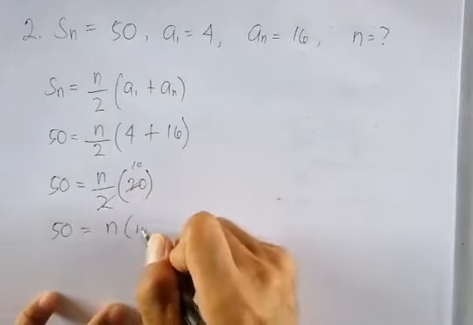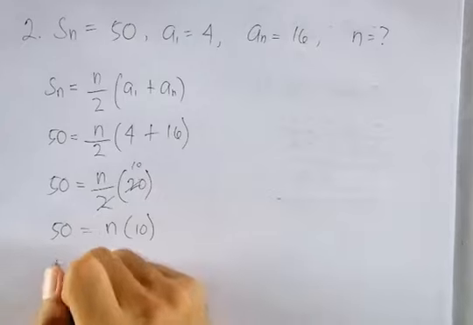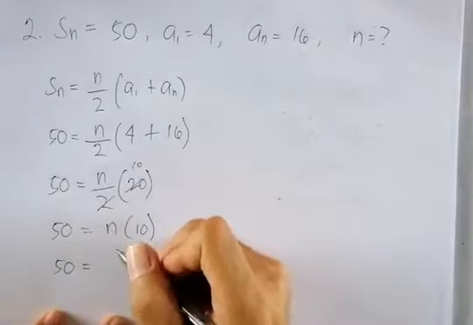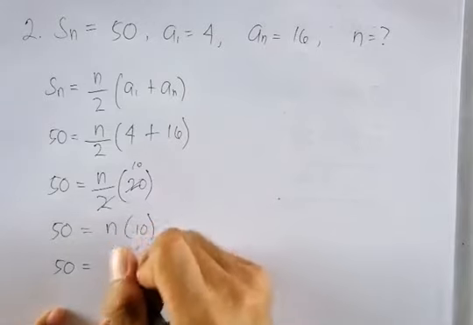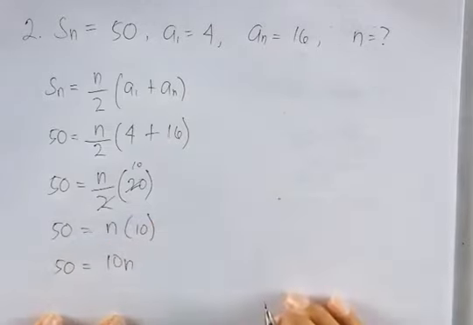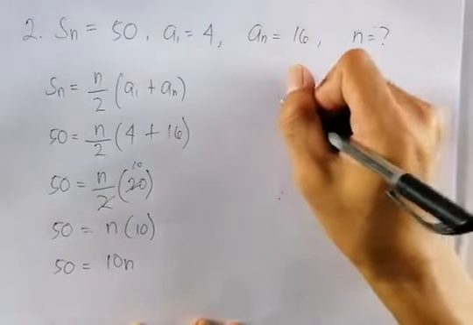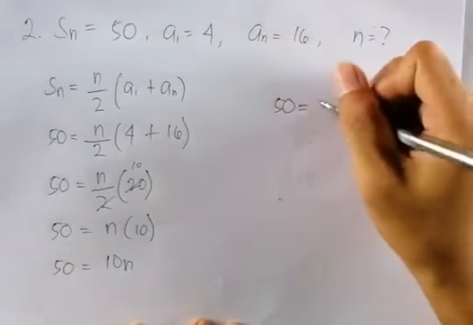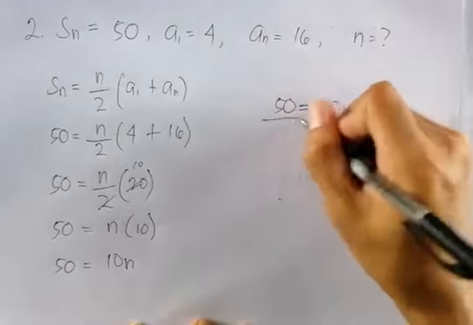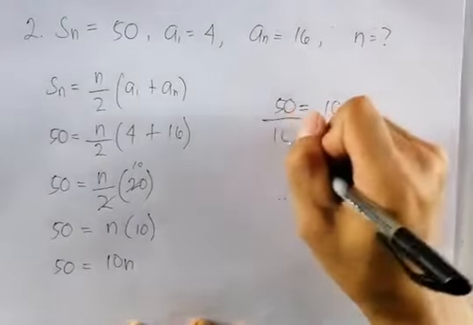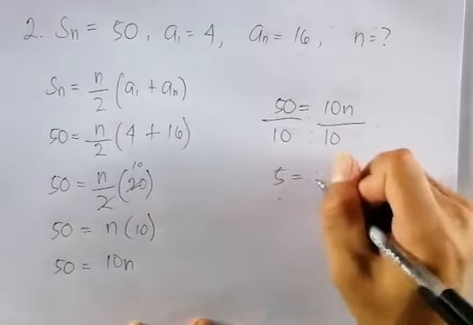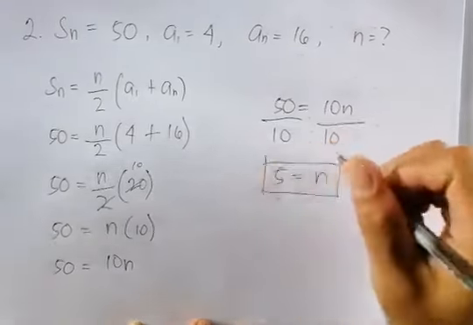So that is n times 10. Then multiply n by 10, that is 10n. Then to eliminate 10, we have to divide by 10 on both sides of the equation. So we have 5 is n, n is equal to 5.